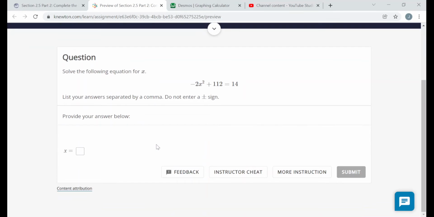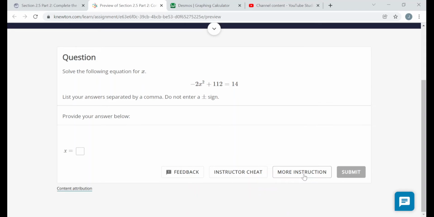And at the bottom of every question, you should see a feedback button where you can send feedback to Knewton about some errors you might see in a question, if you happen to see anything. You will not have the instructor cheat button. This is for instructors only.